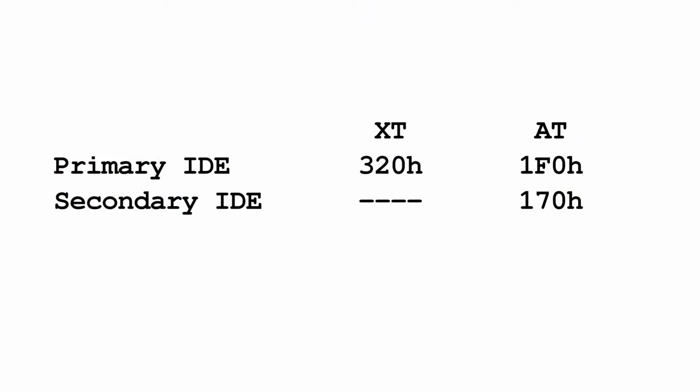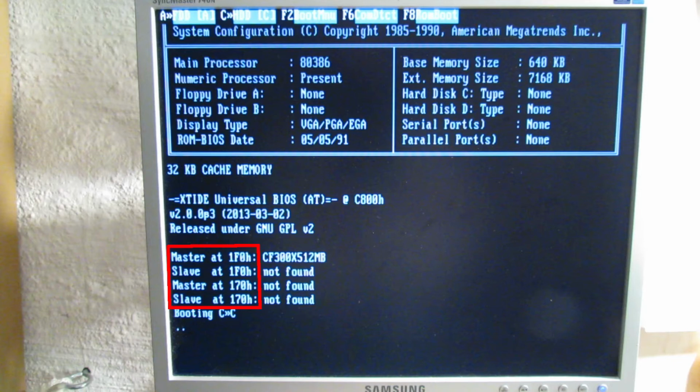Without going too much into detail, we just need to know that XT expects its primary IDE device at address 320 hexadecimal and AT at address 1F0 hexadecimal. XT doesn't support a secondary IDE device by default as far as I know, and AT expects the address 170 hexadecimal by default. These are the addresses we see when XTIDE is booting, by the way.